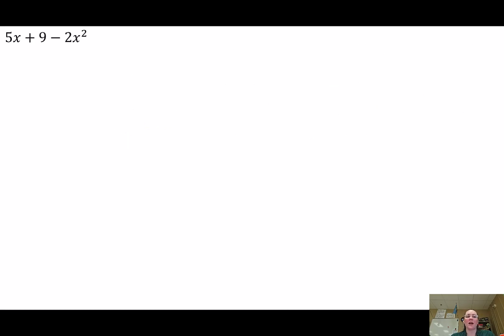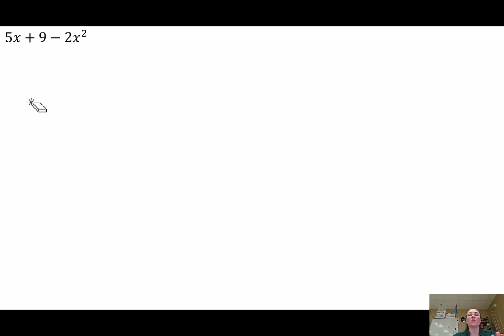So looking at this example here, I've got 5x plus 9 minus 2x squared. The first thing I want to do is find what my largest exponent is. Each of these is what we'd call a term. Notice they're separated by an addition or a subtraction sign. So those are terms.